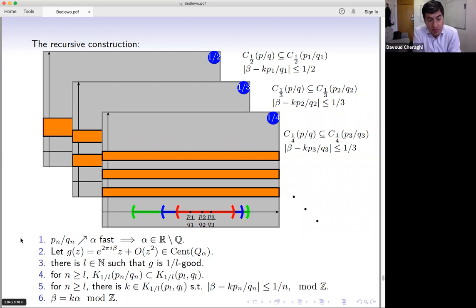we build this number alpha, and the argument is the way I explained here. It was a bit quick and maybe very technical, but let me say just a few words about how this argument is implemented for circle maps.